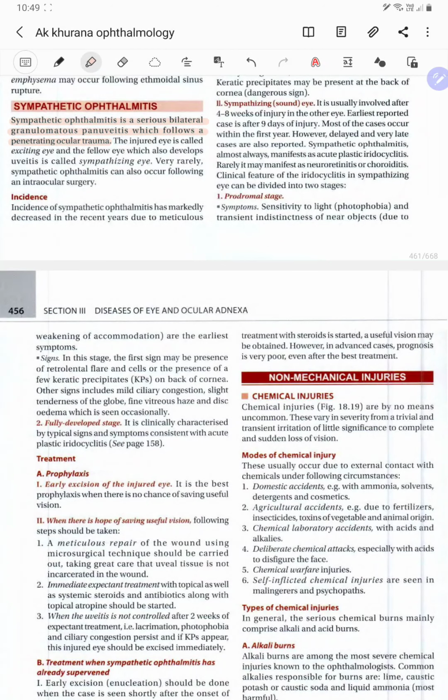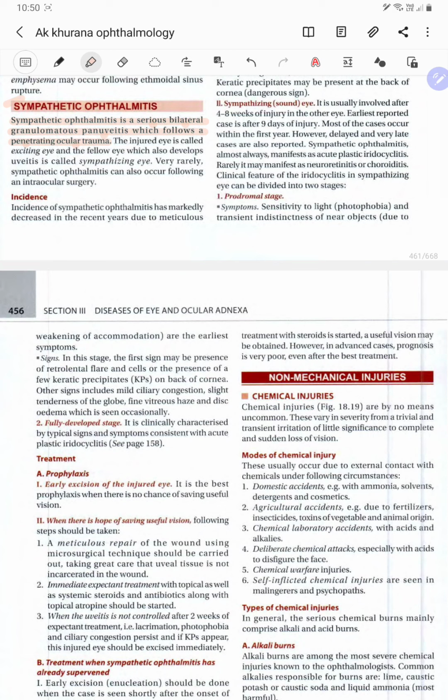So now we are studying about what is sympathetic ophthalmitis. So what is sympathetic ophthalmitis? It is a serious bilateral granulomatous panuveitis following penetrating trauma. Like when there is a penetrating trauma in one eye, granulomatous panuveitis can occur in the other eye also. This is called sympathetic ophthalmia.